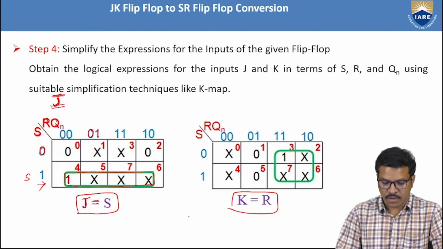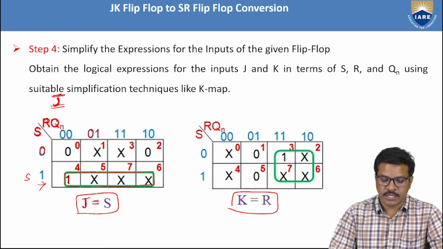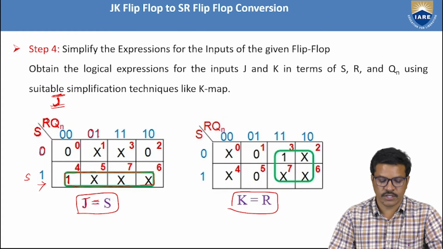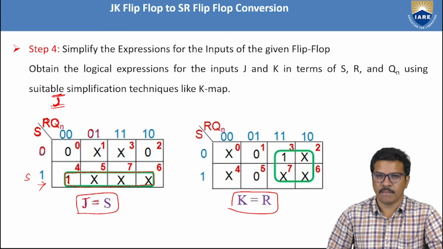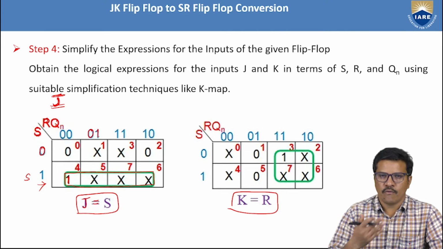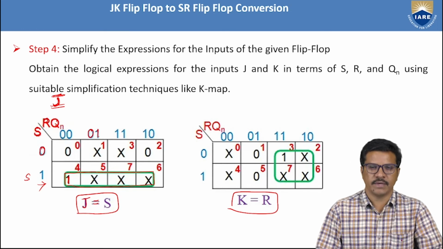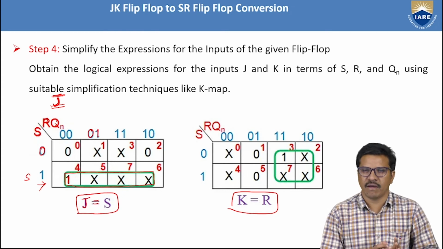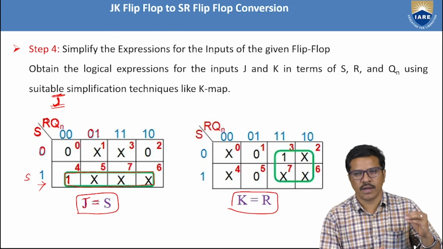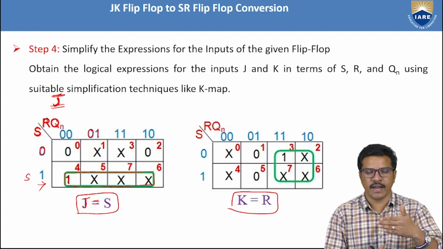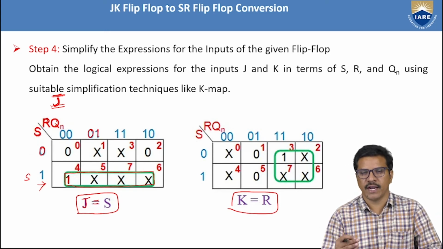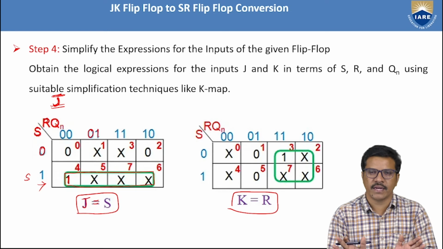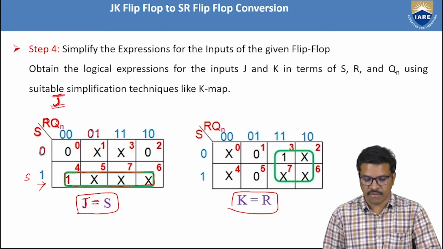So in this way we can get the logical expressions for the inputs J and K in terms of S, R, Qn using a suitable simplification technique like the K-map. Now we conclude with this simplified expression for J input and K input. We have a JK flip-flop. What connection is required for J? It is directly connected to S. What connection is required for the K terminal of the given flip-flop? R is directly connected to K, so that we make the entire flip-flop into an SR flip-flop.